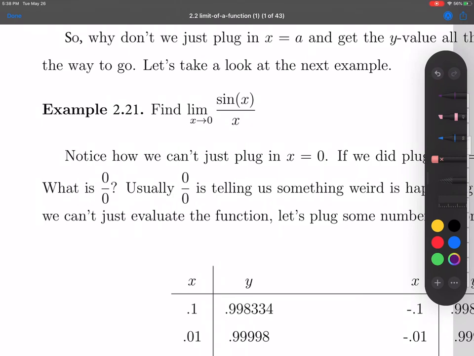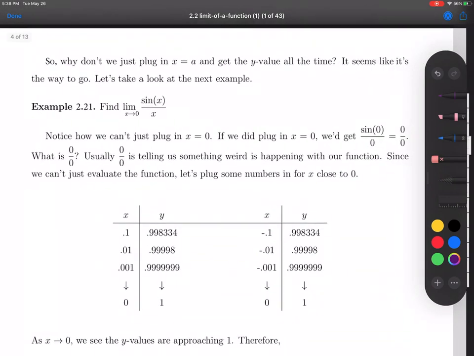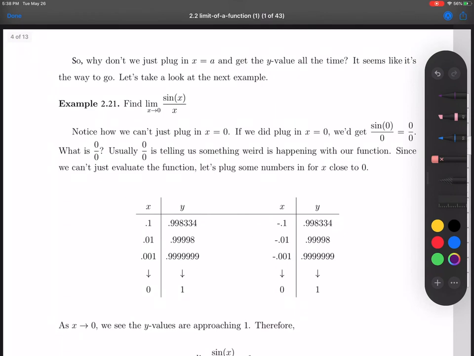Right? Well, sine of 0 is 0, right? And if you plug 0 into x in the denominator, that's just going to be 0. So I see a problem. I hope you see a problem as well. We're going to end up with 0 divided by 0. Now, what the heck is 0 divided by 0? Do you know what 0 divided by 0 is? It's undefined. I don't know what that is exactly.